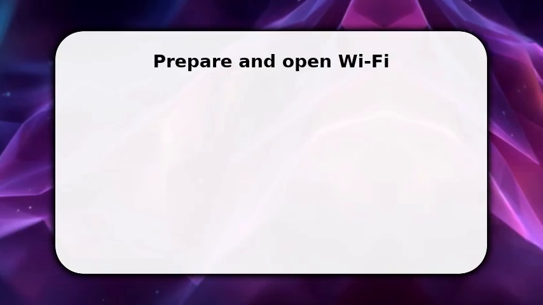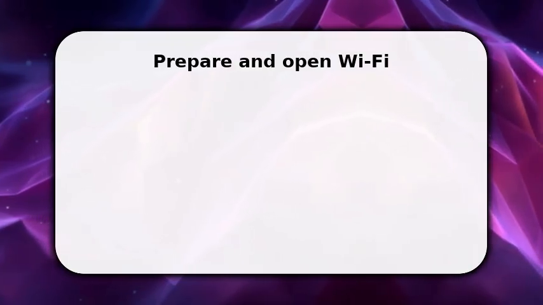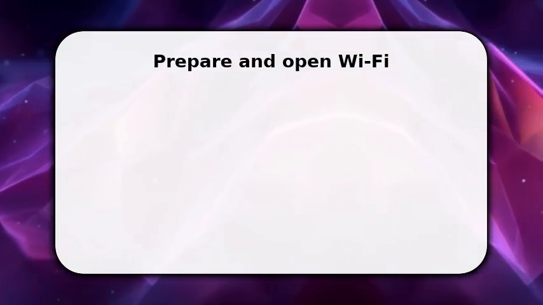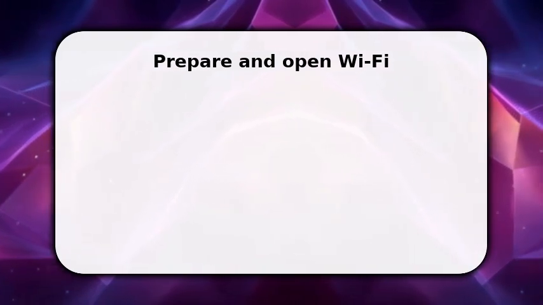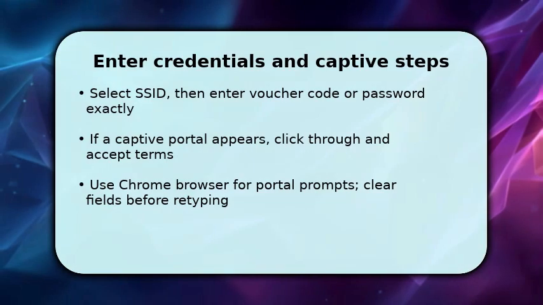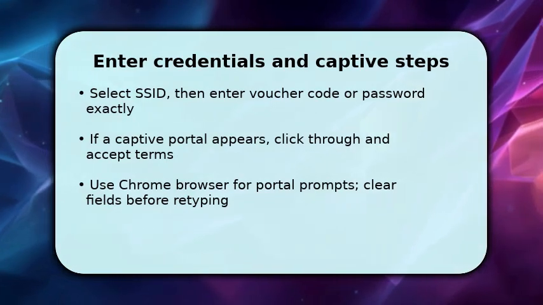Once you see the correct SSID, click it so the connection dialog opens and you're ready for credentials. Select the Piso SSID and type the voucher code or password exactly as printed. Case matters, so double-check characters before submitting.